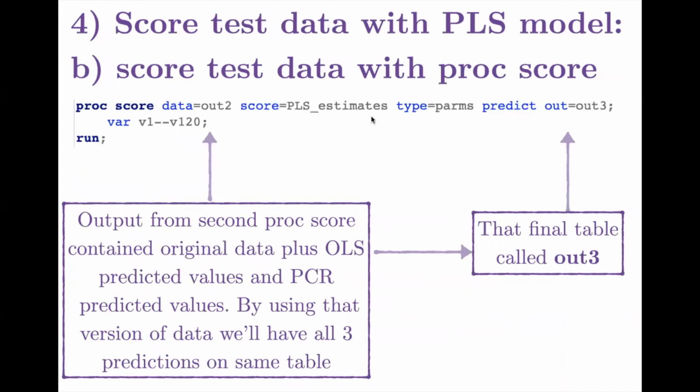Using those scoring coefficients, I am using the output from the second proc score that we've done in the code, which contains the original test data, plus the OLS predicted values and the PCR predicted values. So now I have all of the data and I'll have all three predictions on the same table. I'm going to call that final table out3.